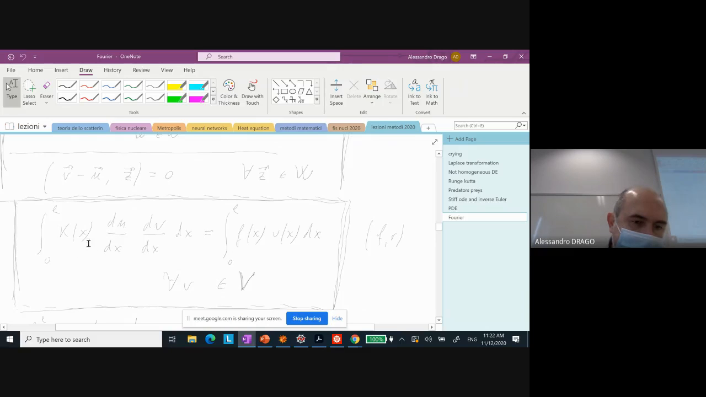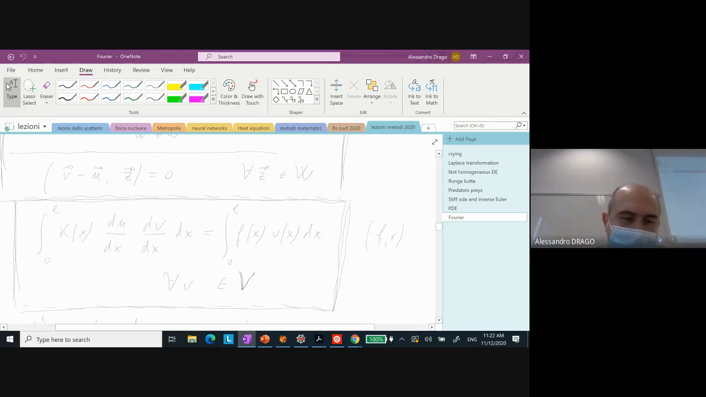K is the function that enters the differential operator, and f is the right-hand side of the equation. It can be the external force or external source or whatever, depending on the details. So this is the first point.